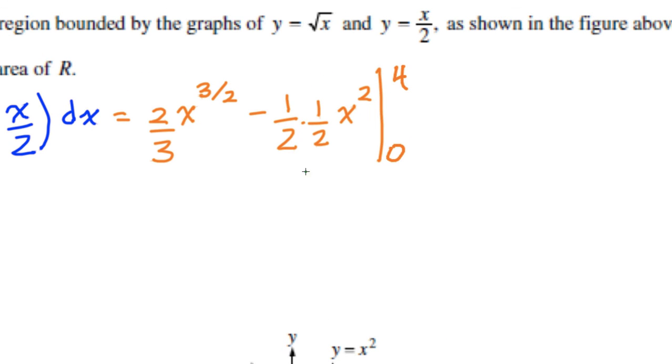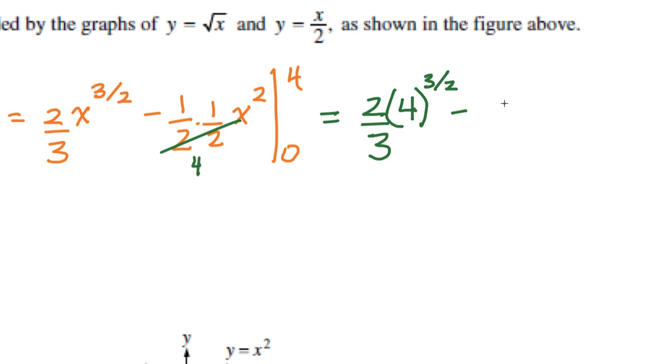Next, okay, I can kind of simplify that. That's really a 4 on the bottom. And yeah, start plugging things in. Notice when we plug in 0, nothing is going to happen. So 0 squared is 0, 0 to the power of 3/2 is 0. So I don't really have to worry about the 0. I just have to worry about plugging in 4. Plugging in 4, I have 2/3 of 4 to the power of 3/2 minus 1/4 of that 4 squared.